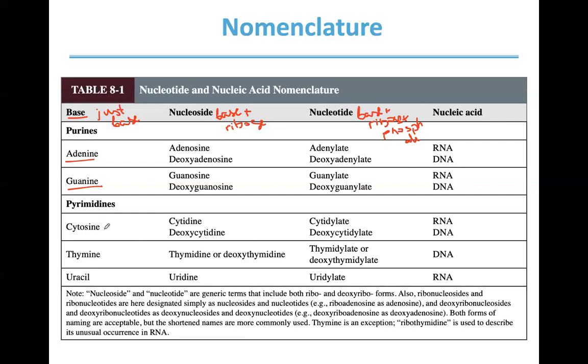Now for pyrimidines, cytosine. As you add ribose to the base, it becomes cytidine, and deoxycytidine if it's deoxyribose. Then cytidylate and deoxycytidylate, that's RNA and that's DNA. And then uracil and thymine. Now remember, thymine is only a component of DNA. And remember the difference between uracil and thymine. Who remembers the difference? Without looking things up, what's the difference in structure?